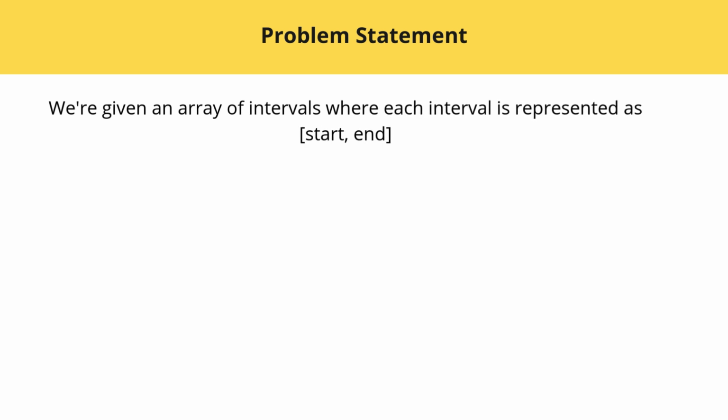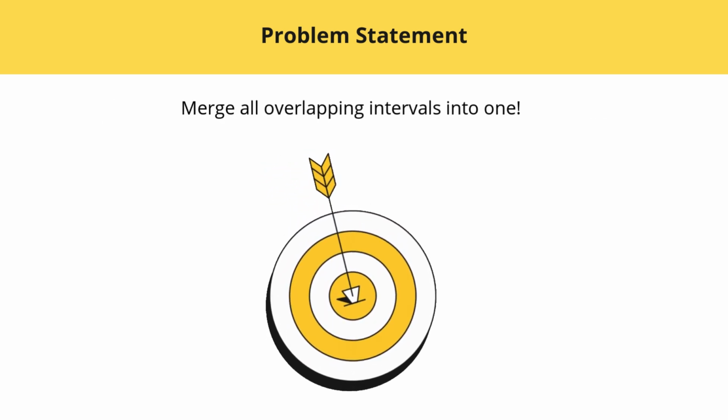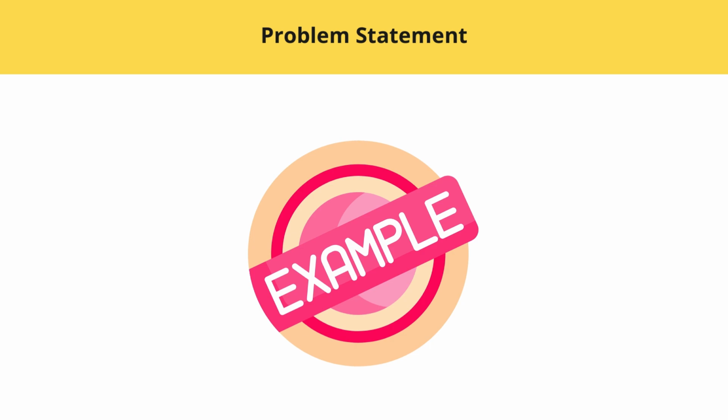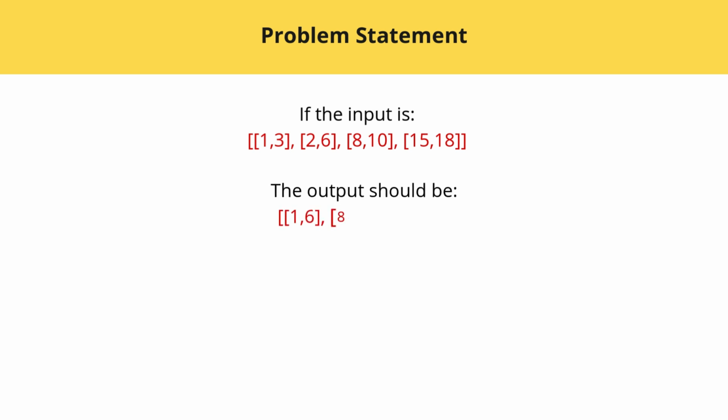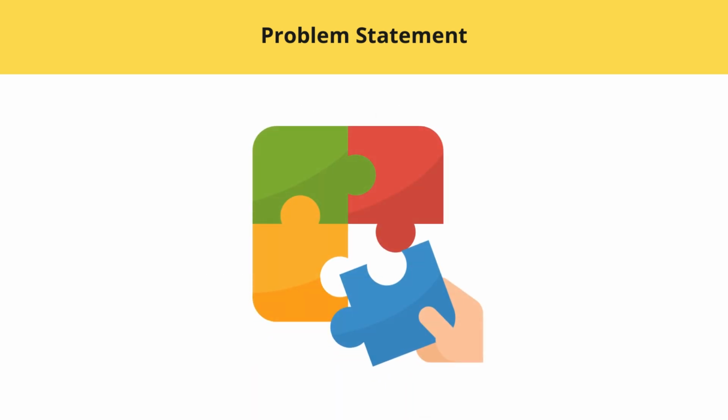We're given an array of intervals where each interval is represented as start and end. Our goal? Merge all overlapping intervals into one. Example time. If the input is, the output should be, because [1, 3] and [2, 6] are overlapping and should be merged into [1, 6]. All right, let's solve this problem.